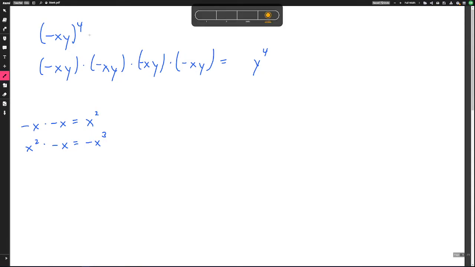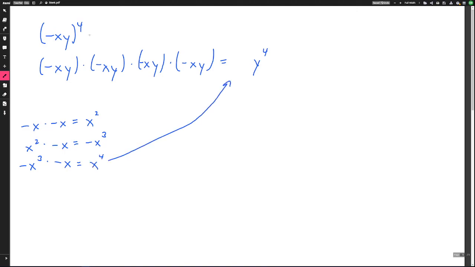So we take the negative x to the third, multiply by that last negative x, and once again you have 2 negatives here. So again, whenever you multiply 2 negatives, you'll end up getting a positive. So this is going to revert it back to a positive, and negative x to the third times negative x will give you positive x to the fourth. And that's going to go right here next to the y to the fourth.